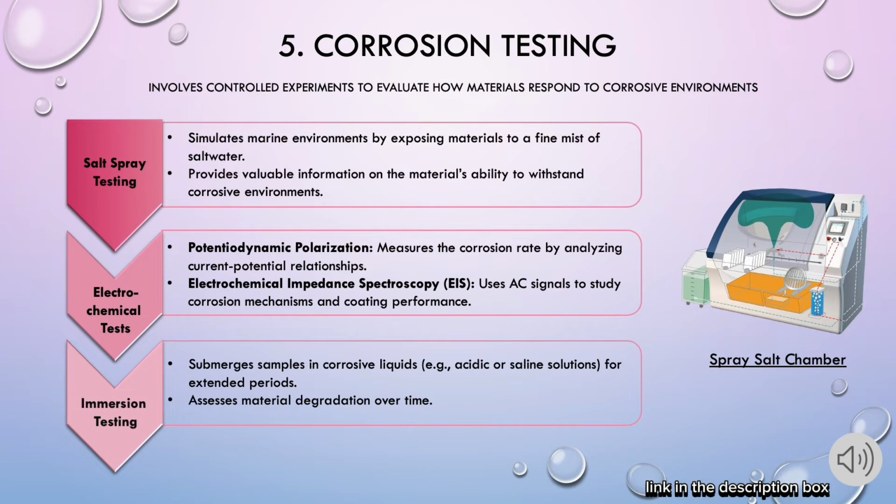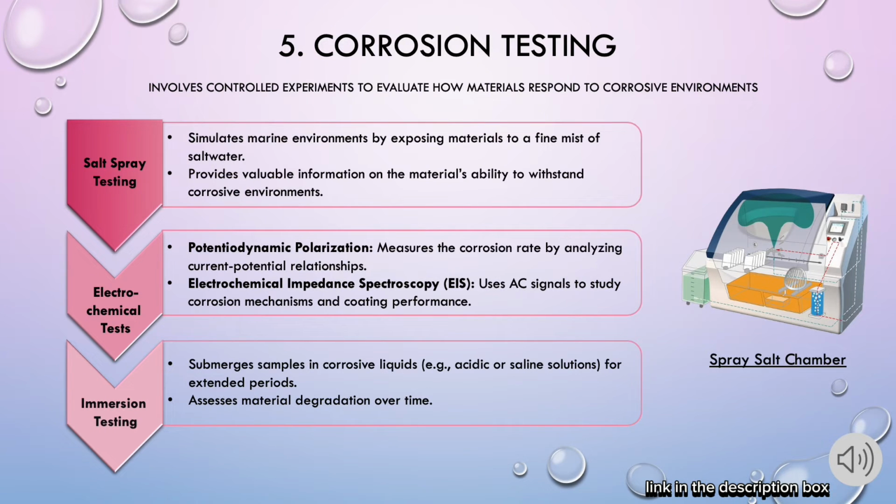Next, we will move to another sub-idea about metal corrosion, which is corrosion testing. Corrosion testing enables scientists or engineers to evaluate how materials respond to corrosive environments, which involves controlled experiments. In this sub-idea, we will discuss several types of corrosion testing methods, which are commonly used across various industries.